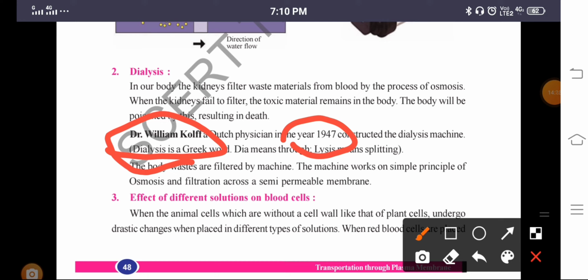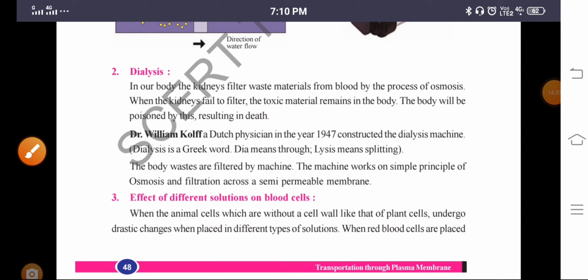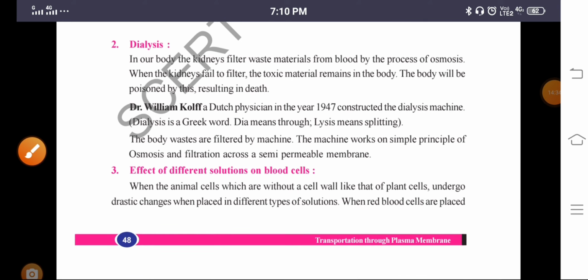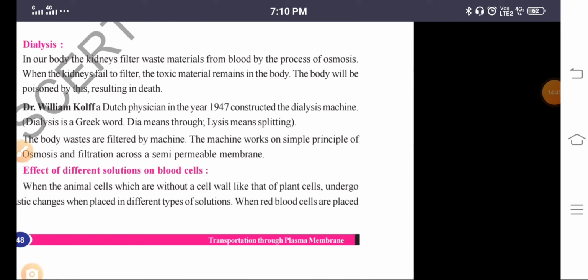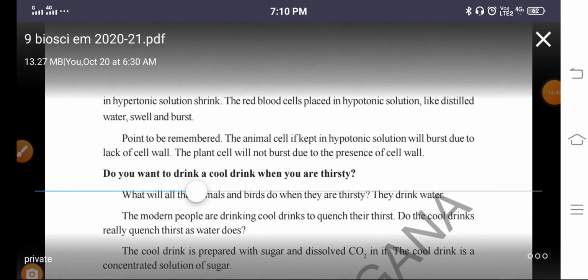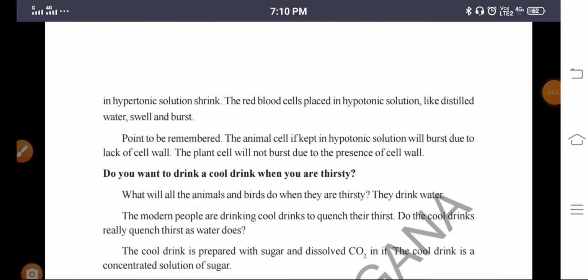Another important one: different solutions on blood cells. Animal cells, which are without a cell wall like that of a plant cell, undergo drastic changes when placed in different types of solution. When red blood cells are placed in a hypertonic solution, they shrink, and in a hypotonic solution like distilled water, they swell and burst. Point to be remembered: the animal cell if kept in hypotonic solution will burst due to lack of cell wall. The plant cell will not burst due to the presence of cell wall.